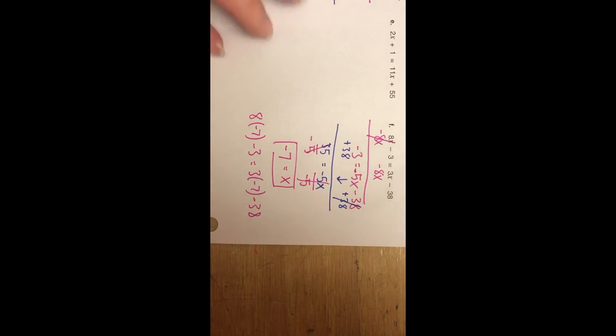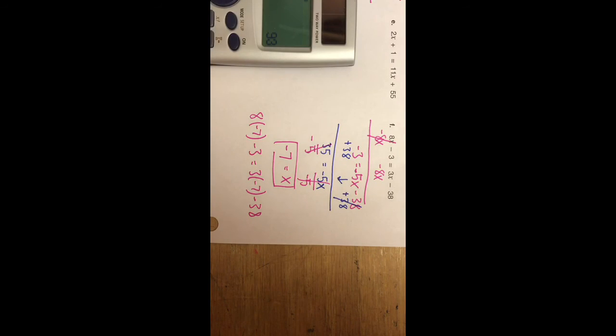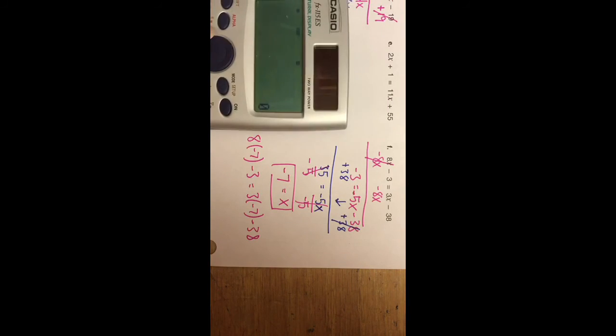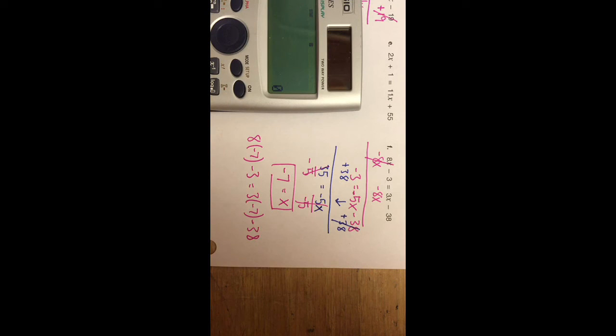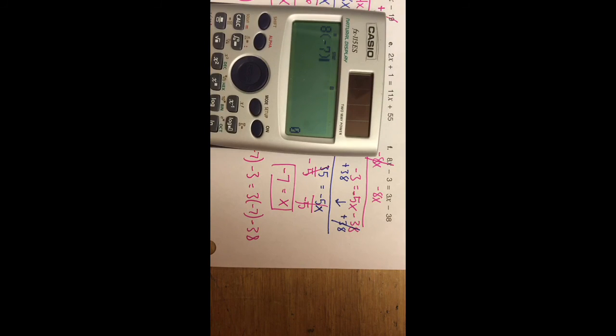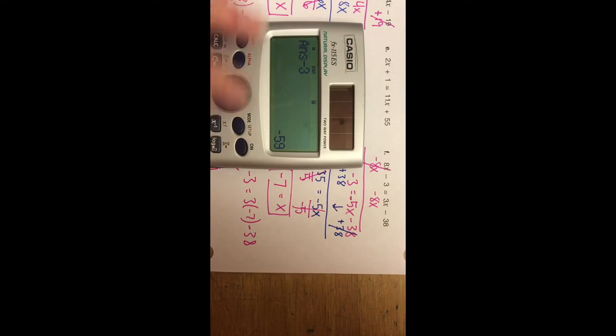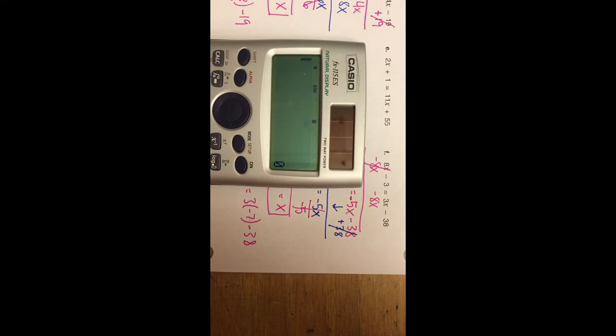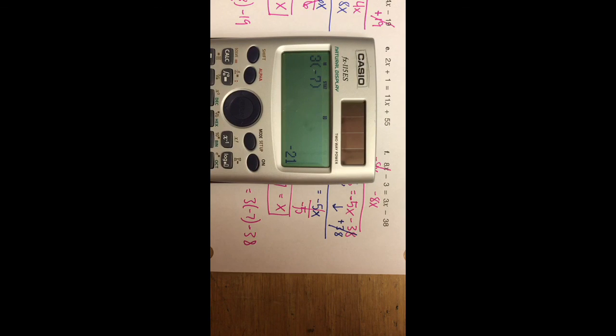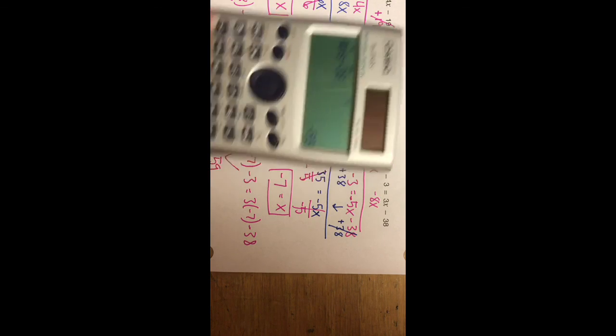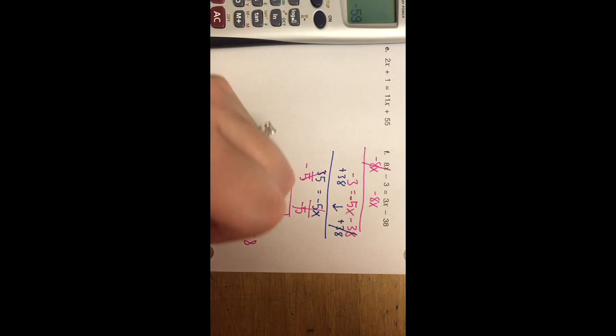So again, I can grab my calculator, and I'm just going to check. I have 8 times negative 7. You might not be able to see my calculator here. And then minus 3, negative 59 on this side. And then I have, clear that out, 3 times negative 7, and then minus 38. So I have negative 59 on this side. So that means that my answer is correct.